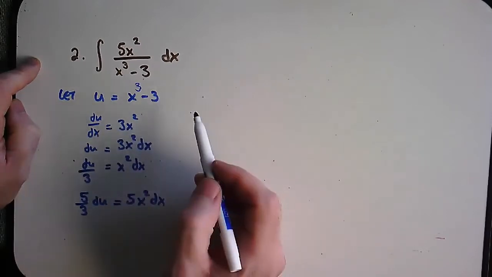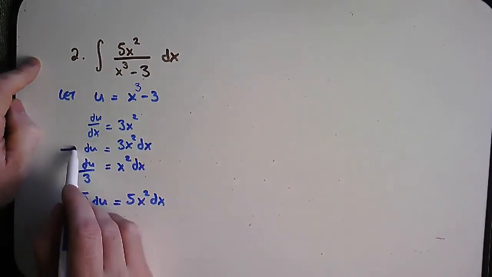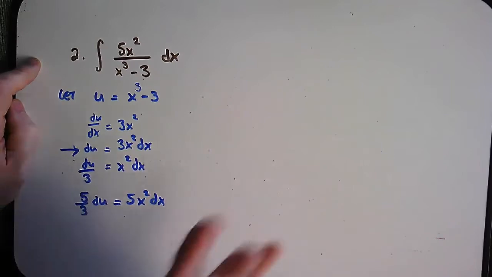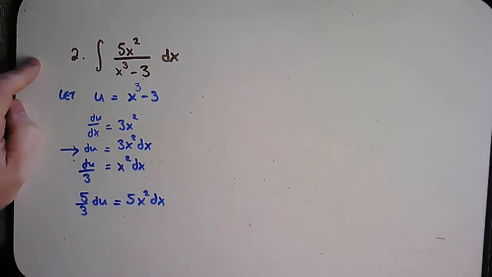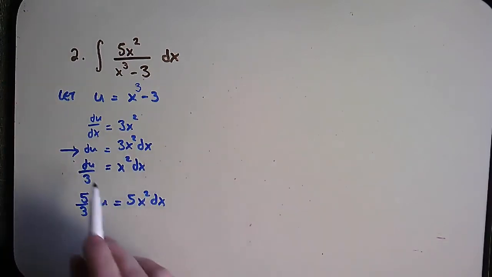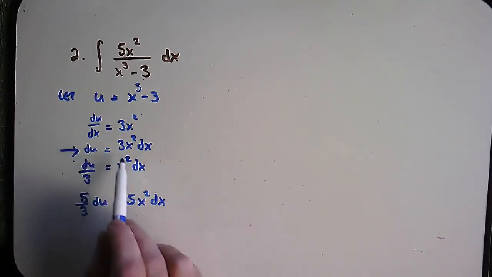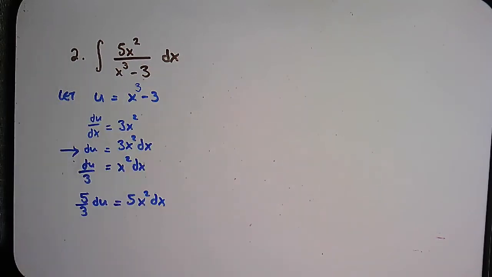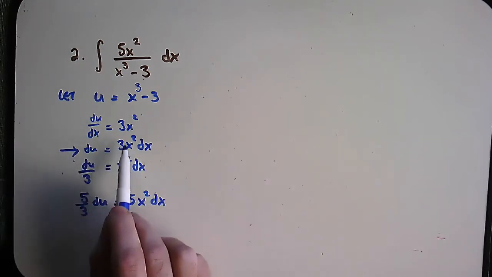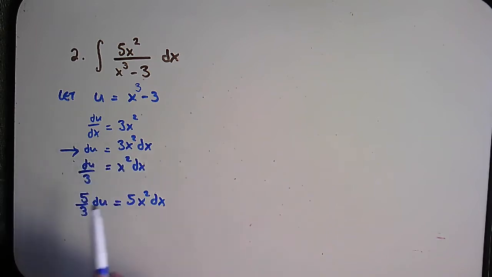I picked u. U told me what du had to be. I don't have choice over that once I've picked u. So I figured out what du needs to be. I need to get a du into that integral if I'm going to integrate with respect to u. Okay, so what can I swap out for du? I need a 3x squared dx. Okay, well, I don't have that. I have 5x squared dx. I don't want to split that up using addition or anything like that. That's going to get too messy. Can I multiply by some number and get exactly that? Yes, I can. Divide by 3 to give it 1x squared dx, and then multiply by 5 to make it 5x squared dx, which is exactly what I have there.